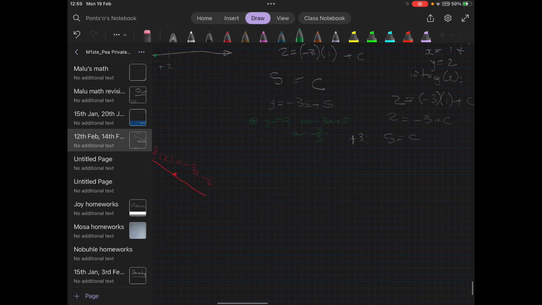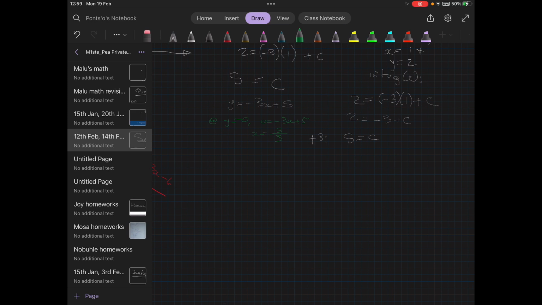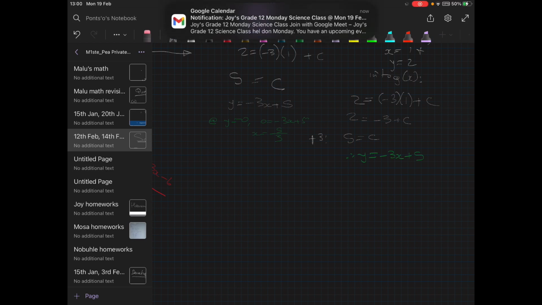Alright, cool. Then we're going to do the x-intercept. Our x-intercept is at y equals 0. So now we have our straight line equation, which is y equals -3x plus 5. Thank you, Google Calendar, for reminding us of our next class. So when we finish this, we'll take a break and then we'll continue with the next class after about half an hour. Okay, fine.